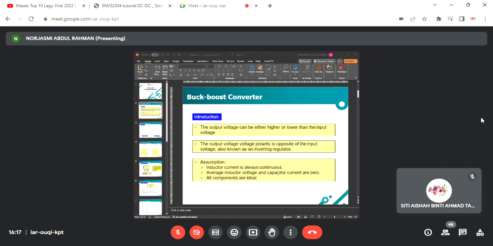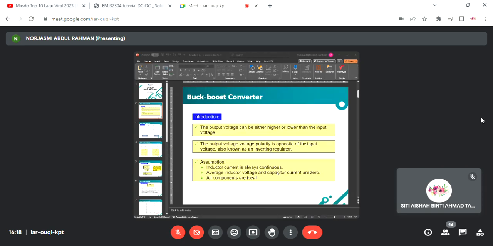So the essence of the buck boost converter is that you can have the output voltage be lower than the input voltage or higher than the input voltage. One thing that you should notice is that the output voltage of the converter is on the negative side, which means the output voltage is a negative Vout, or negative output voltage. Therefore, this converter is also known as an inverting regulator. Okay, so that's basically the introduction for the buck boost converter.